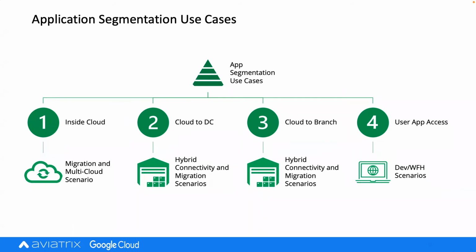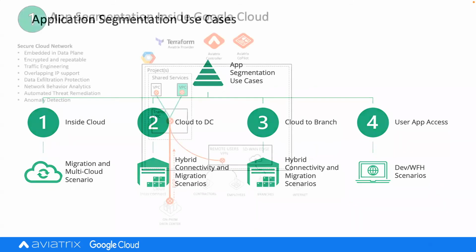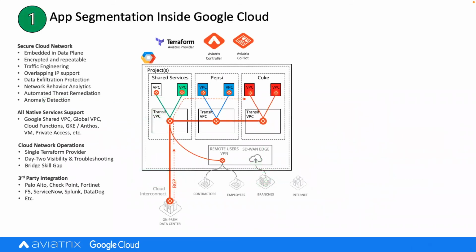So one is the segmentation that is needed inside the cloud. Then the next level is that when you're connecting your on-premise data center, then you need the segmentation. And also, if you have some branches that need to be segmented, you have that use case that we see pretty much every day coming directly from our enterprise customers. And then there is a notion of providing the segmentation or segregation for the users that are actually connecting to those applications. So let's talk about these use cases one by one.